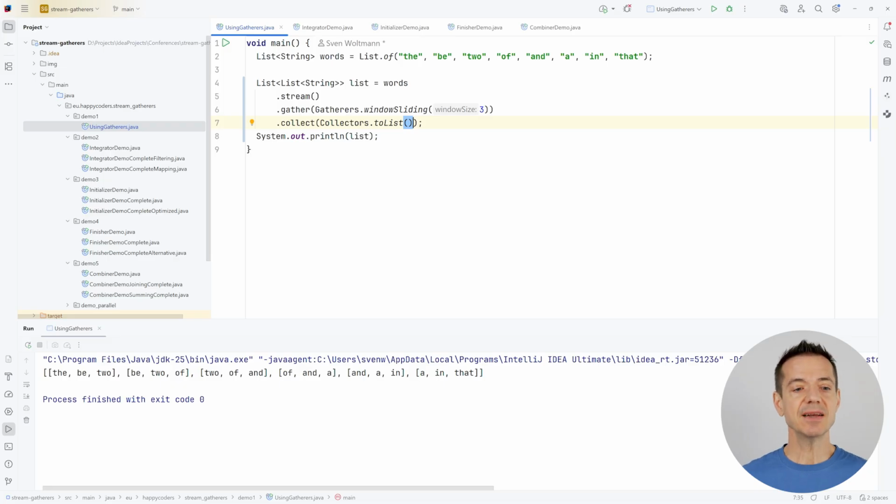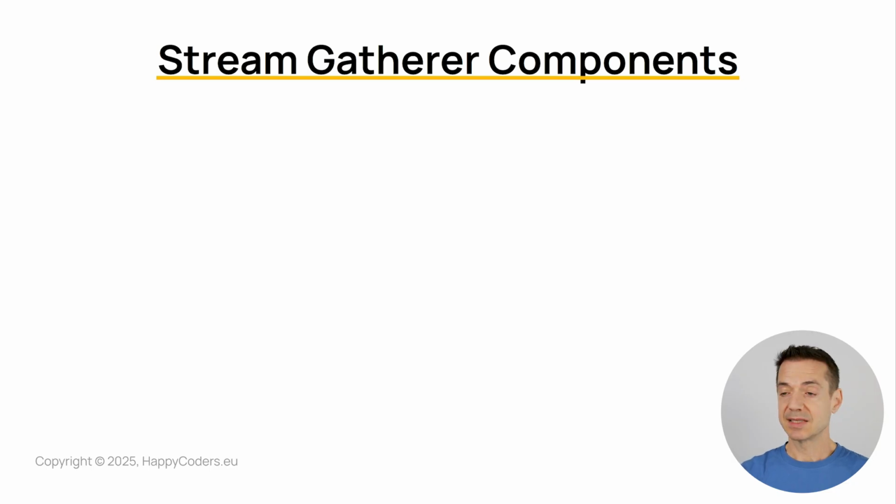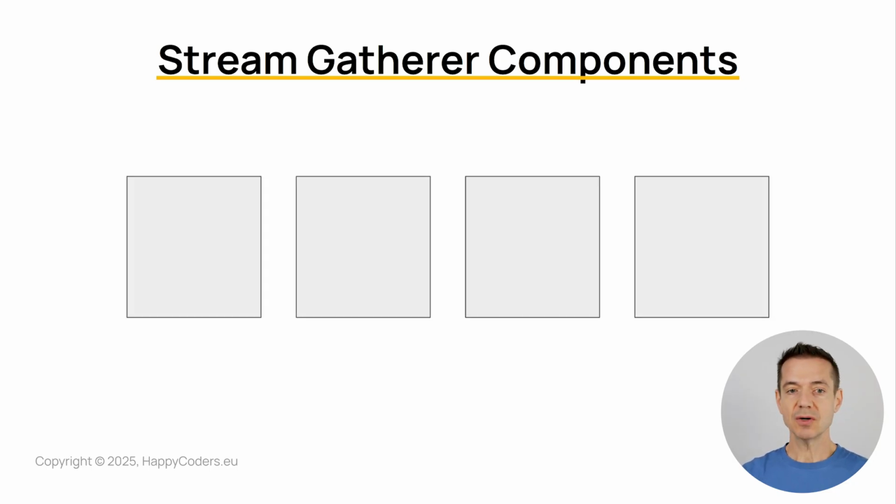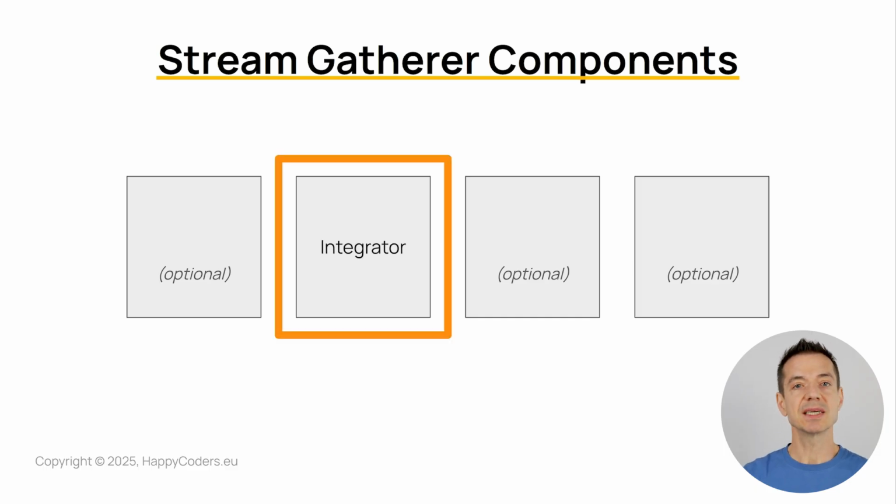This way, JDK developers can gradually add more intermediate operations via the Gatherers class without having to modify the Stream interface every time. And just as we have always been able to write our own collectors for terminal operations, we can now also write our own gatherers for intermediate operations. A stream gatherer consists of 4 components, of which 3 are optional. The mandatory component is the integrator, and that's where we'll start.